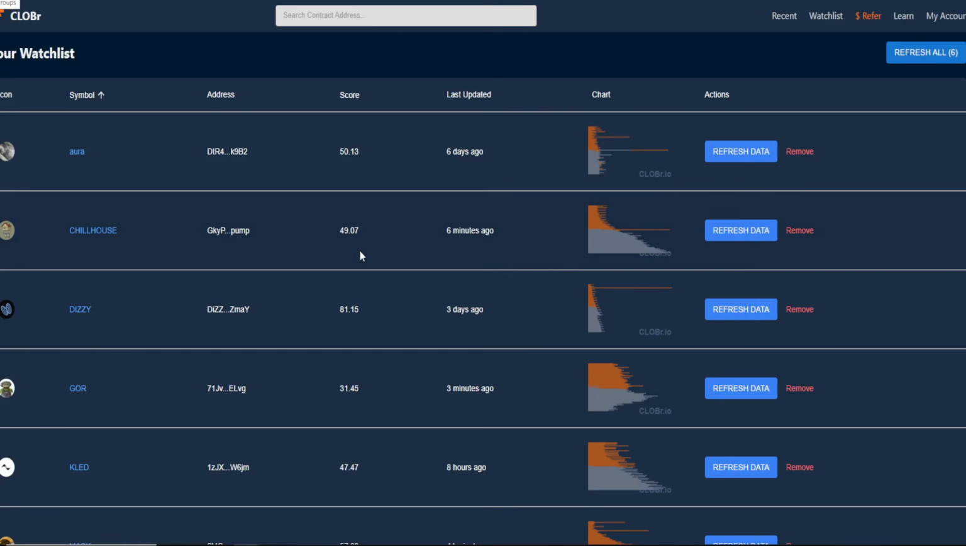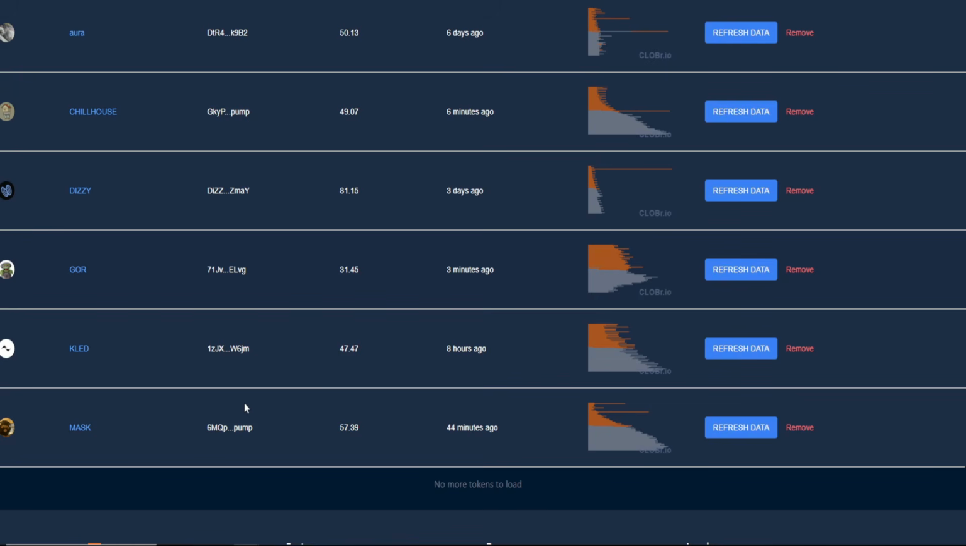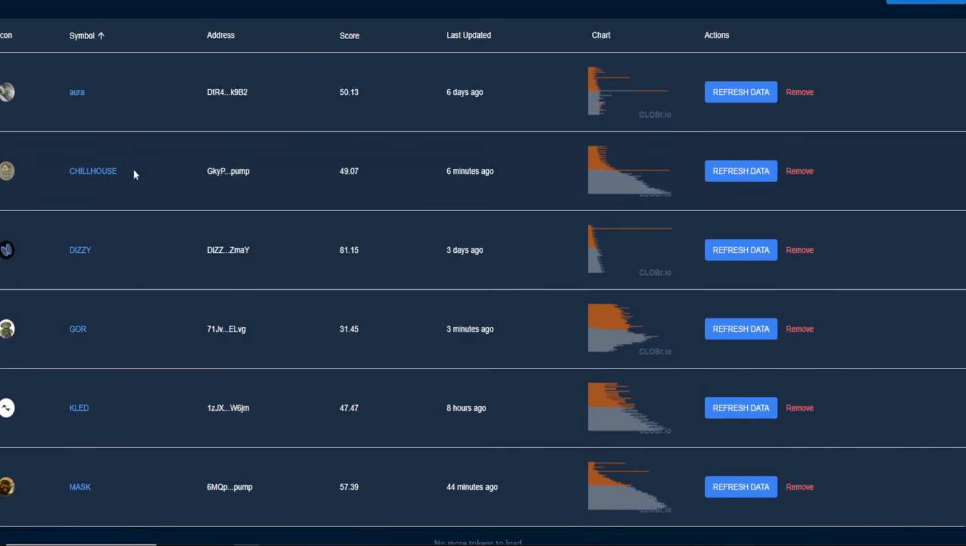So now I'll quickly show you a few other examples, just to get an idea of what the charts and the liquidity look like. Quite a common pattern is to have lower liquidity at the top, but liquidity getting higher as the price falls. We can see it on Mask, on Kled, on Chill House, and this is quite common. If you think about it, this is people putting in their bid-ask curves.